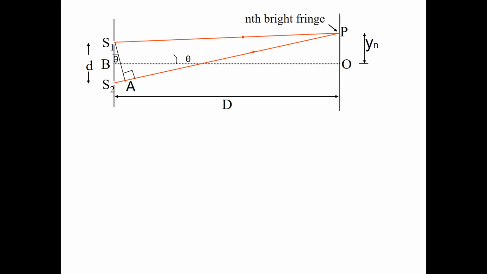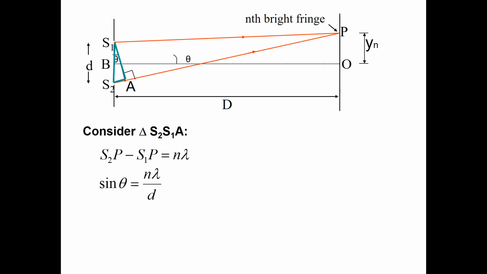To find the difference in the distance between the two waves, I drop a line from S1 perpendicularly down, at 90 degrees, to S2. Then S1P and AP will be of the same length. Then I'm going to consider this triangle, which is S1, S2, and the point A. I know that S2P minus S1P must be equal to n lambda, because at P it is constructive interference, so the path difference between the two waves must be n lambda.